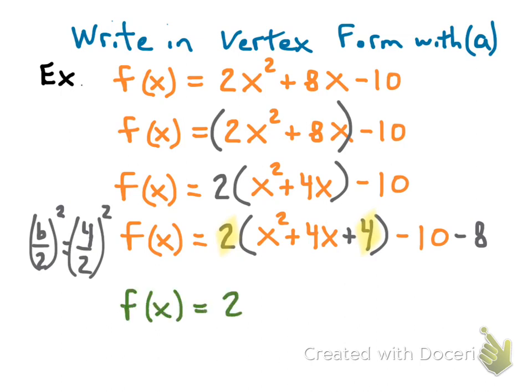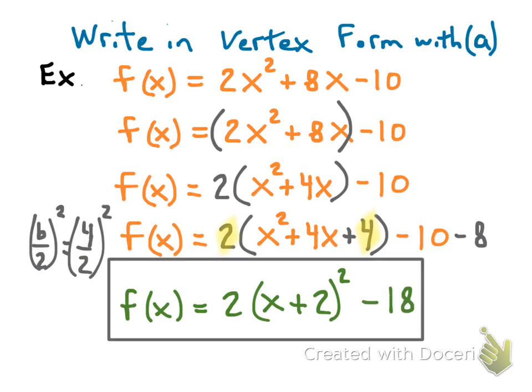And now I can write my equation in vertex form. The 2 still on the outside. The trinomial turns into a binomial squared, which would be x plus 2 parentheses squared. And then we have a minus 18 on the outside. And that is vertex form of the function that we started with.